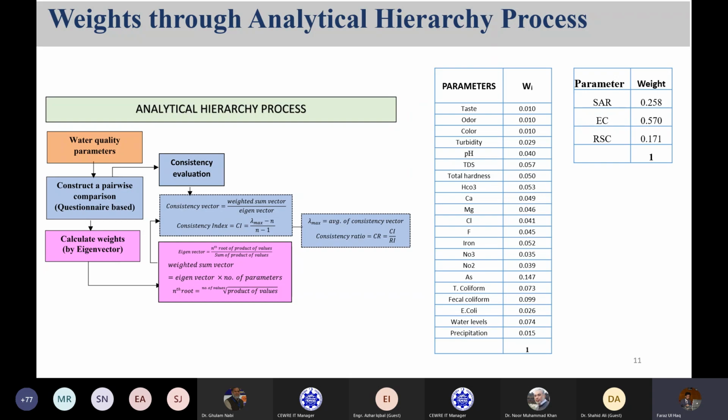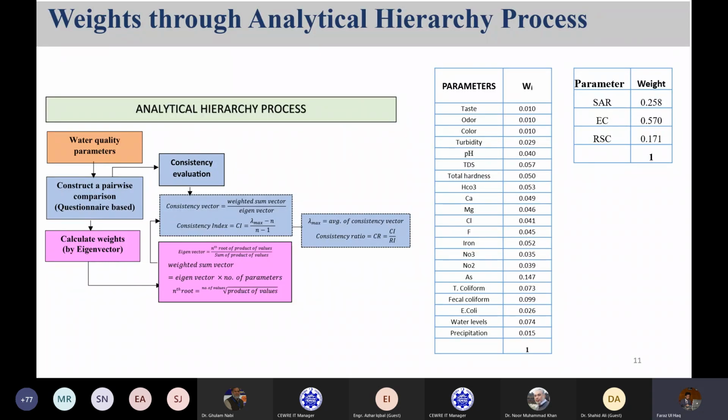Here are the weights through the analytical hierarchy process. After selecting the parameters, we move towards the transformation of sub-indices. After that, we construct the pairwise comparison, which is based on the questionnaire distributed among the respondents, by utilizing the Saaty scale, the 1 to 9 scale. It is a universally accepted scale for AHP. First of all, we calculate the weight by measuring the nth root, after that the eigenvector, and then it is summed up.